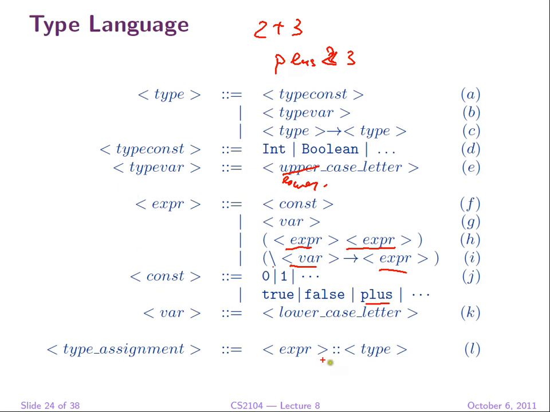And then a type assignment is expression, type operator, type. So we're saying that 1 is of type int: 1, double colon int. And backslash x goes to x is of type A to A. So we're going to say backslash x, x is of type A to A. That's the use of this operator.